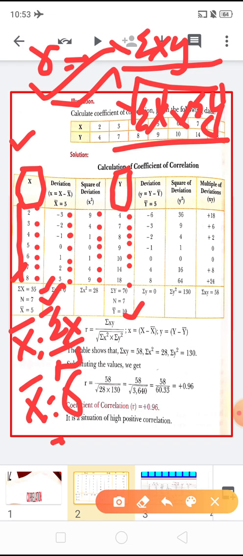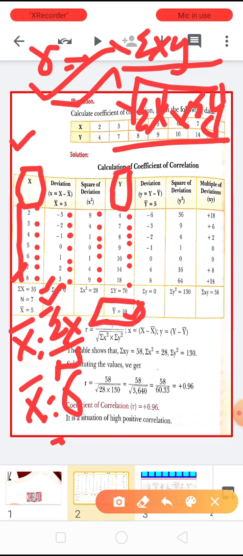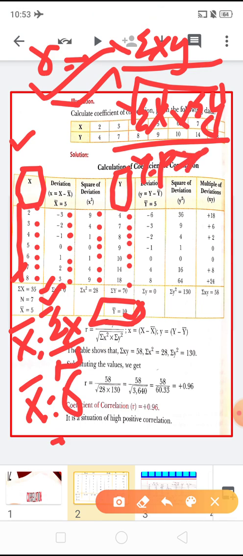The same procedure we need to do for the y variable. Children, as we have calculated, the arithmetic mean of y variable is 10. So we are finding the deviation, that is small y is equal to y minus y bar. So this is y, and y bar is 10. So 4 minus 10 is minus 6, 7 minus 10 is minus 3, 8 minus 10 is minus 2, and so on. We are calculating for all the values.